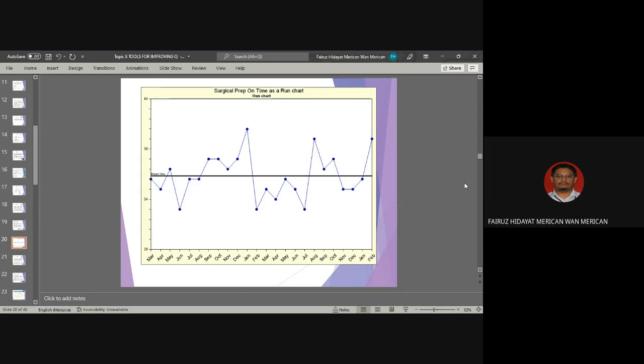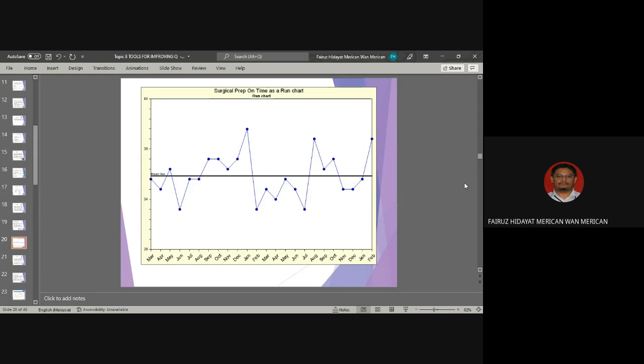And for this particular illustration, it's about the surgical prep time. In other words, the time it takes to prepare for a surgical operation. So this would probably be for doctors or surgeons in the hospital. They can use the run chart to analyze the prep time: how fast or how slow does it take for the doctors or surgeons to prepare for an operation?